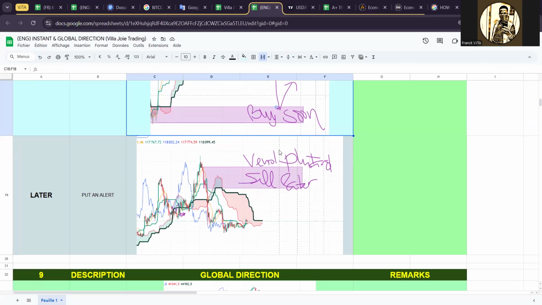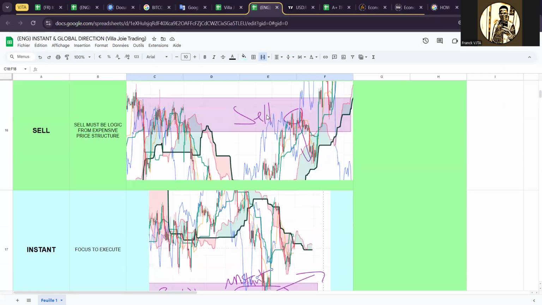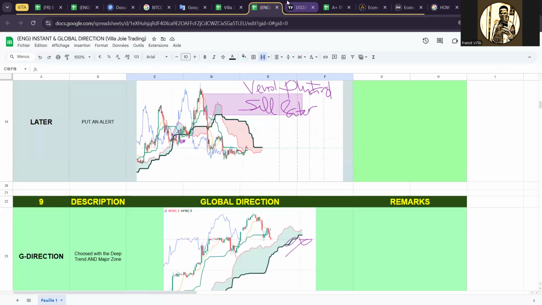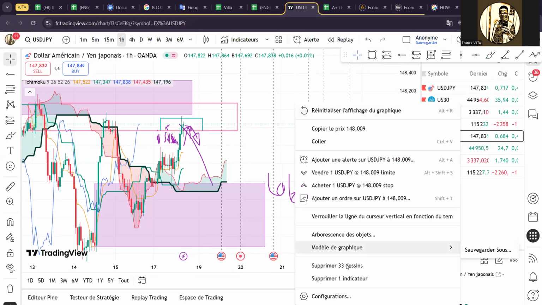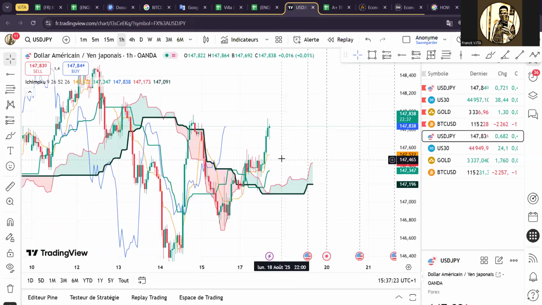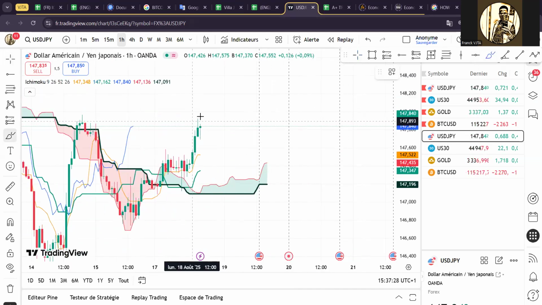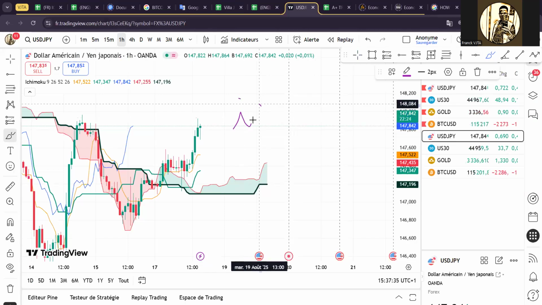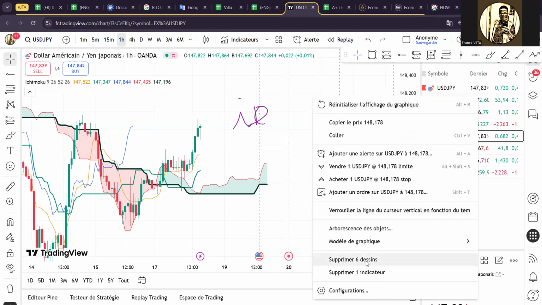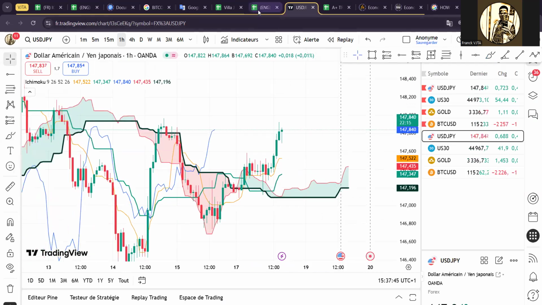So what you need to keep in mind about all of this is that for the instant direction you use logical reasoning. Use logical reasoning. You have to be able to analyze all of this graphic and find the instant direction. Please analyze and find the instant direction based on the elements that I gave you.